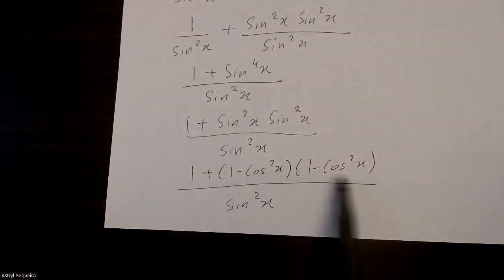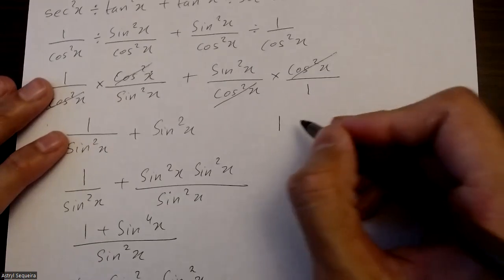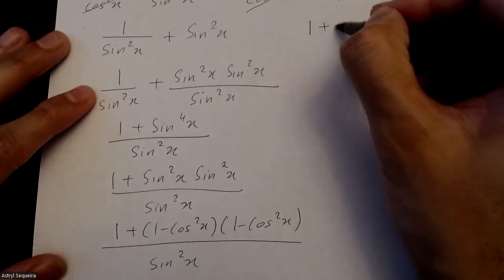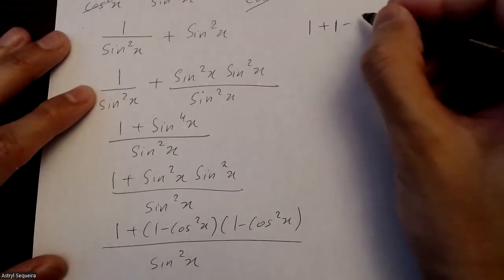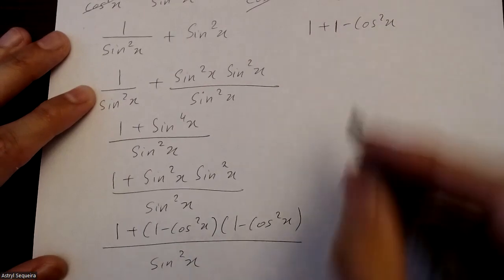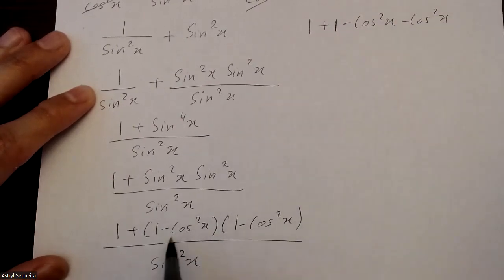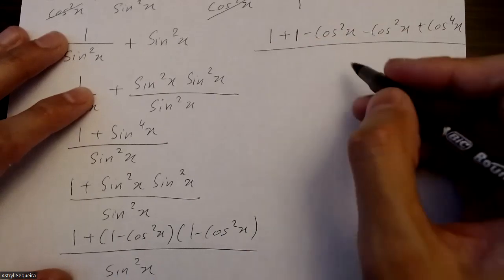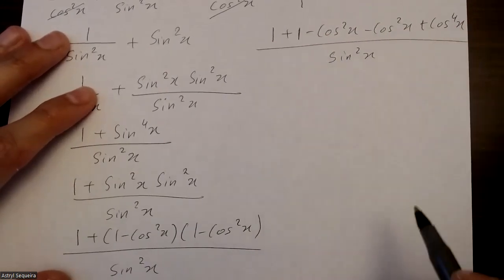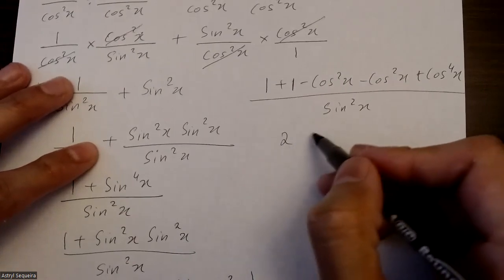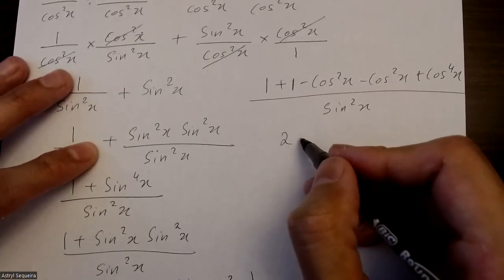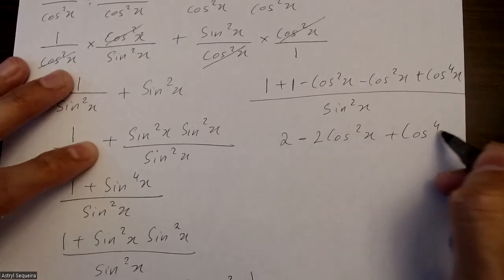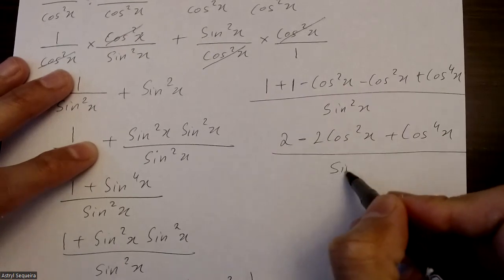The next thing I'm going to do is I'm going to FOIL out this bracket over here. So I'll start by going continue over here. 1 plus 1 times 1 is just 1. 1 times negative cos x is minus cos square x. Negative cos square x times 1 is negative cos square x, and negative cos times negative cos is positive cos 4x. Denominator is still exactly the same, sine square x. Now I can simplify this. This is 2 minus 2 cos square x plus cos 4x divided by sine square x.